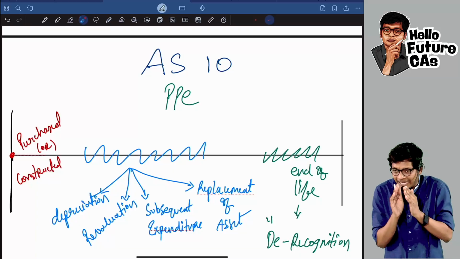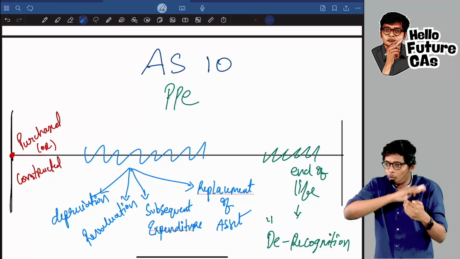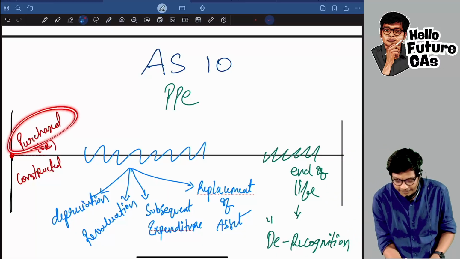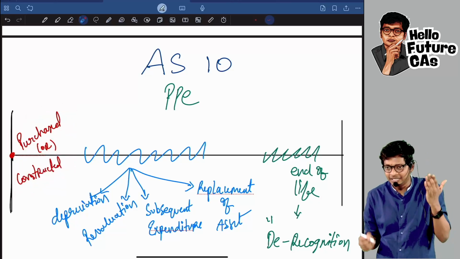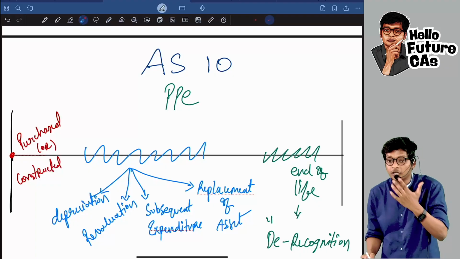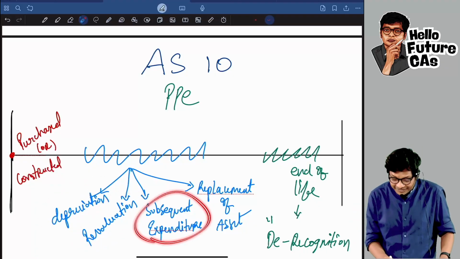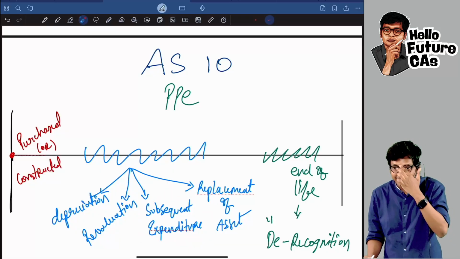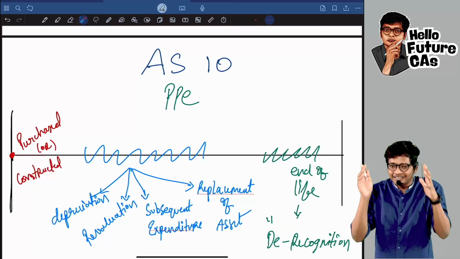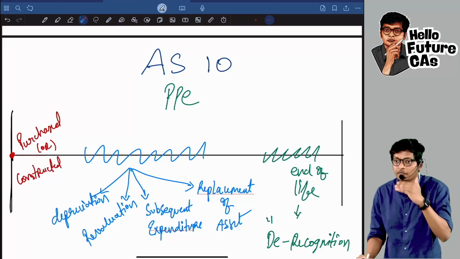It talks about the life of an asset, like how a human being, from the time he is born till our death, goes through many things in life. Like that for a PPE, from the time a PPE is purchased or constructed and comes into my books, during its life a lot of things can happen, like depreciation, revaluation, subsequent expenditure, where I have already purchased and again incur some more expenditure on the same asset, and replacement of an asset. Let's say in a car, a part is being replaced, and lastly the end of useful life.